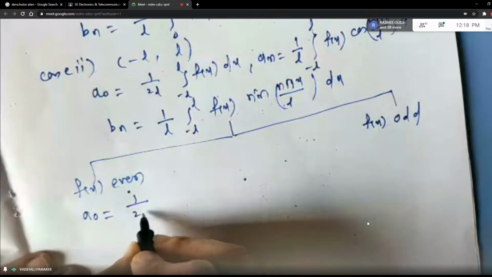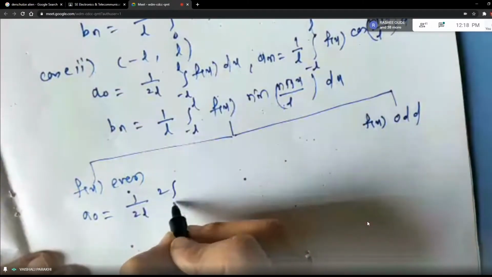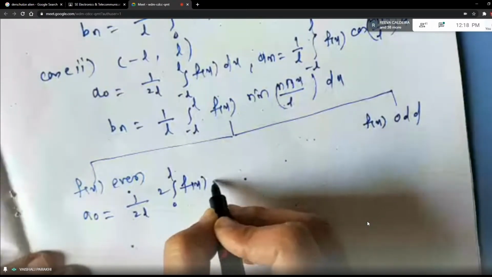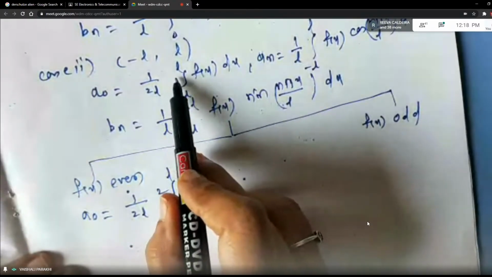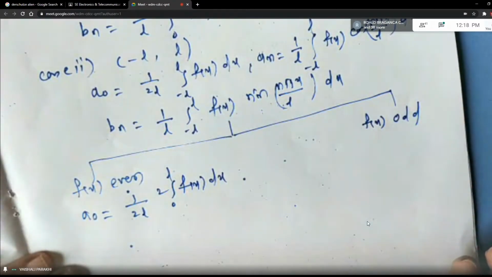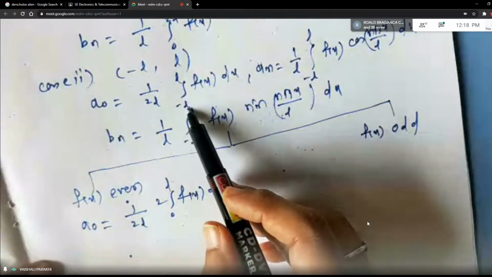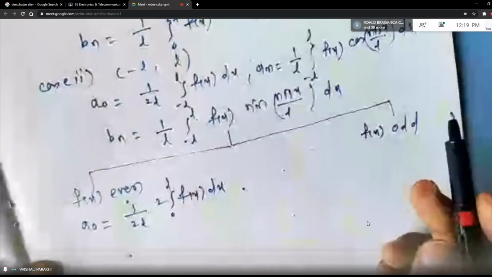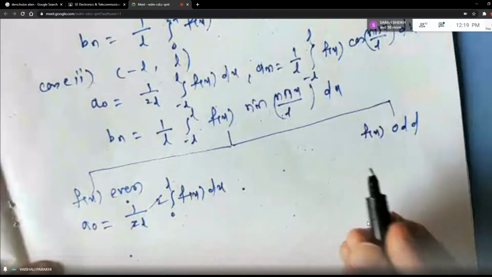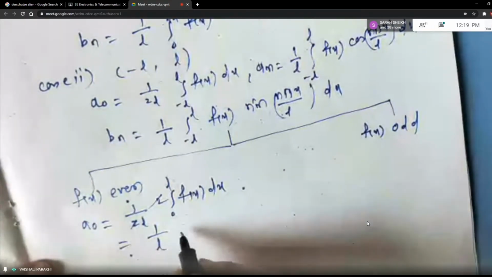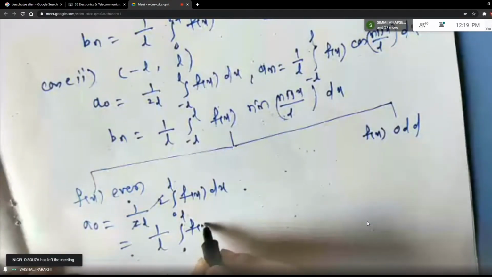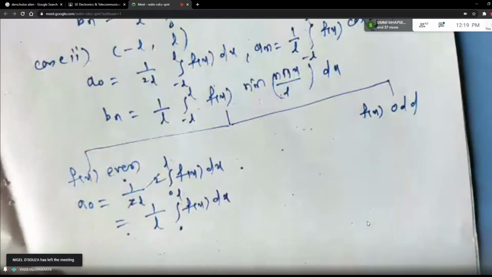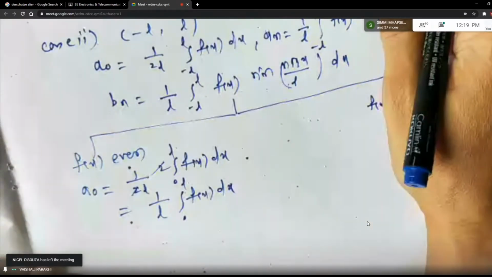It will be 1 upon 2L, 2 times 0 to L f of x dx, isn't it? Because you have to multiply here by 2. Correct? And the lower limit will become 0, the upper limit will remain the same. And 2 will get cancelled. The formula is 1 upon L, 0 to L, f of x dx. This is based on the property of even function.